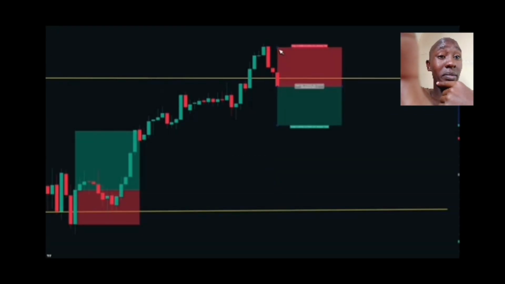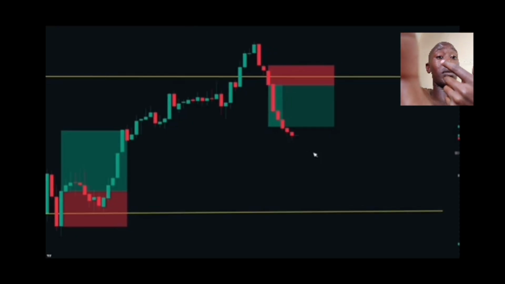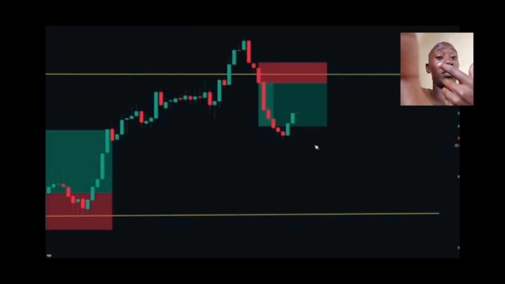Position at this candle close. Stop loss at the high of the breakout candle, right here. Take profit, 2 times risk, set here. Watch the price action. It drops steadily and hits our target. Another 2R profit. This is the power of trading false breakouts. The momentum is already on our side.